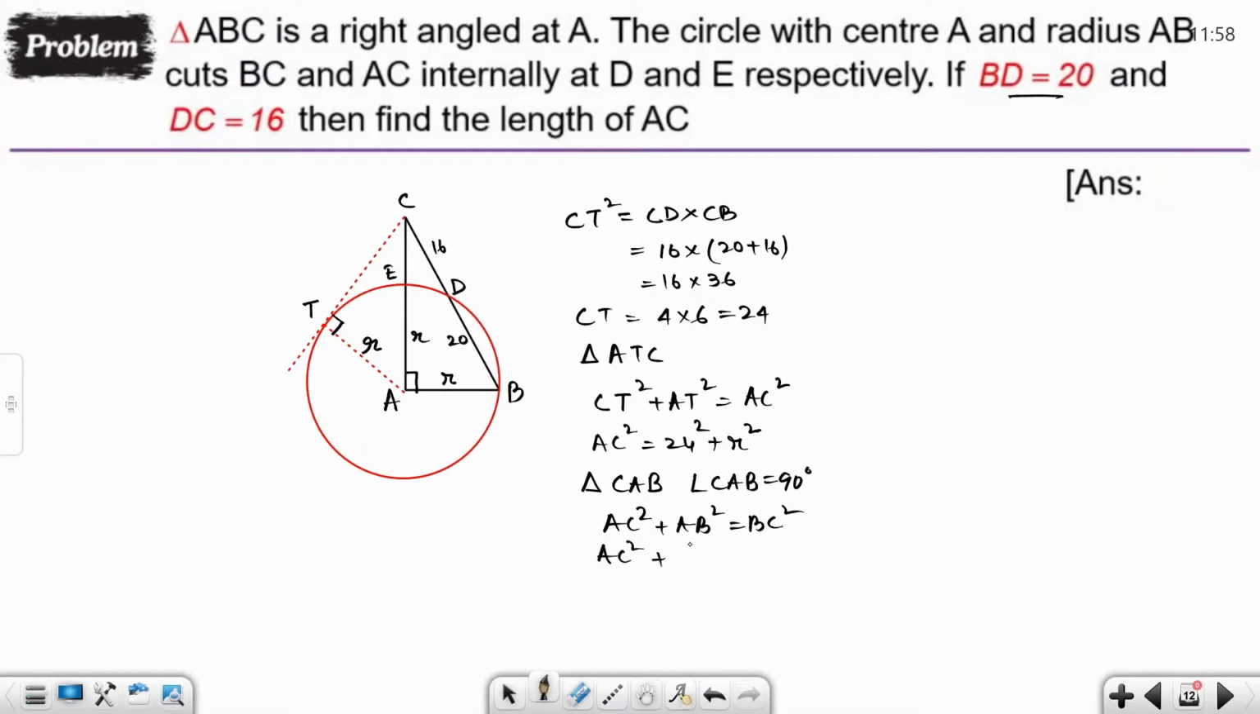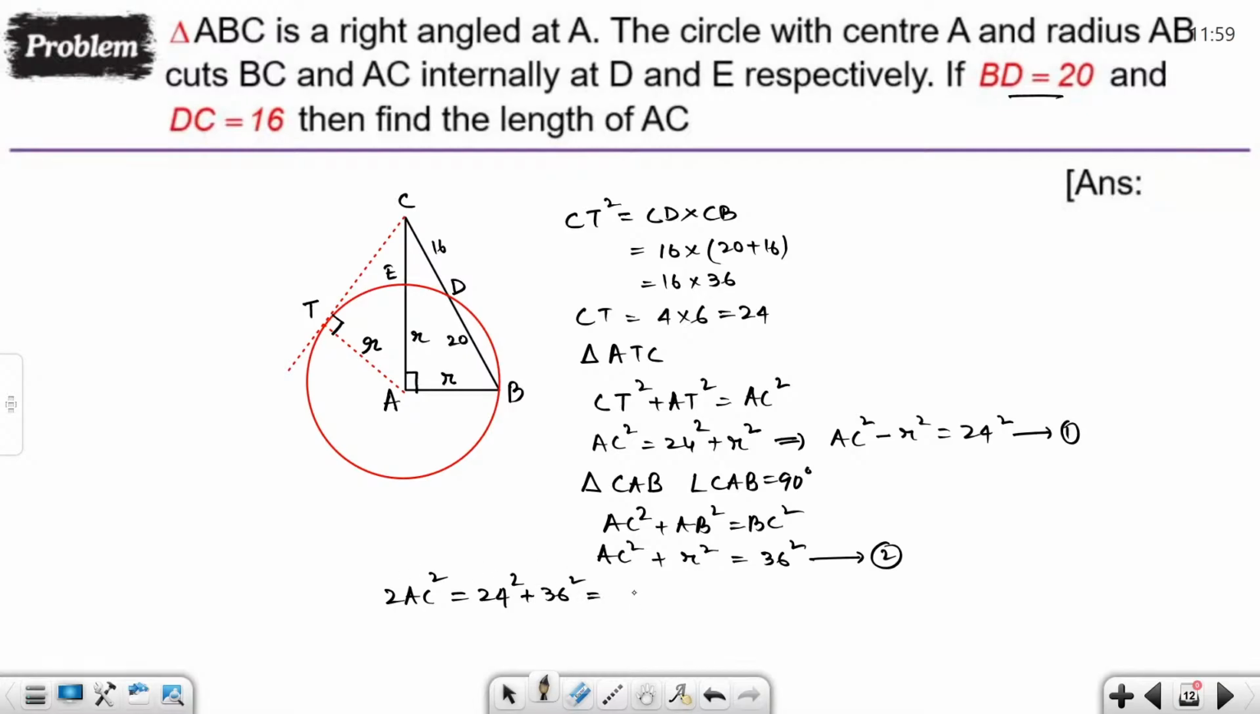AC square plus AB square is how much? It is your R square, which is equal to BC square, which is nothing but 36 square. Am I correct? So from this equation, we are getting AC square minus R square is 24 square. This is my equation 1 and this is equation 2. AC square plus R square is 36 square. We need to find out AC. So let me just add these two. So we are getting 2 times AC square equals 24 square plus 36 square. Am I correct or not?